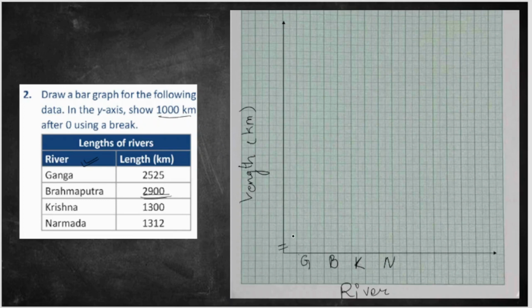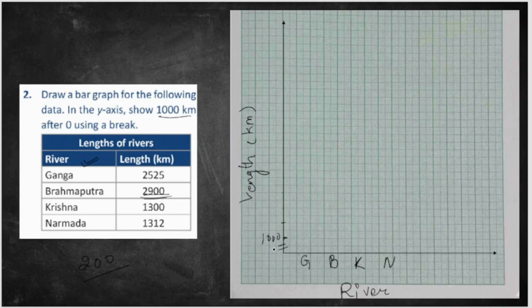Right. Okay. So if we take here 1000, then next, if we are taking a gap of 100, it will be very difficult, because then for 2900 we need to go to 19 lines. So 1 2 3 4 5 6 7 8 9 10 11 12 13. No, 19 lines won't be possible. So what we will do, we will take a gap of 200. Okay, we will take a gap of 200 here.